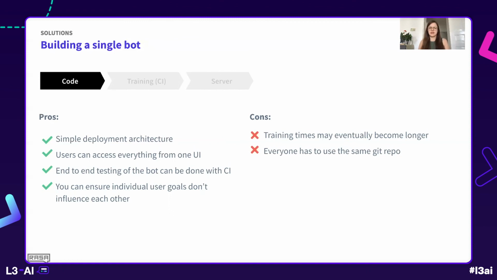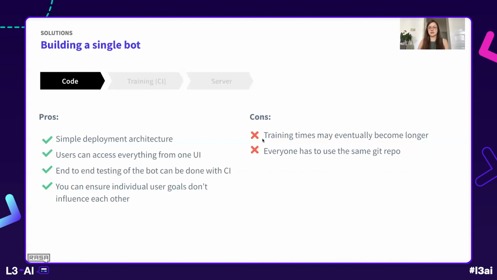In Rasa, there is a format that we call end-to-end testing that you can write and just provide for the testing script to run through when you're running your CI. I'm sure this method also exists in other tools. But the point is, this is really simple to do when you just have one bot. And with these end-to-end tests, you can also ensure that these user goals aren't influencing each other. If you're always running these tests at every point of the way, when you're adding new user goals, then you can always make sure that nothing is breaking.